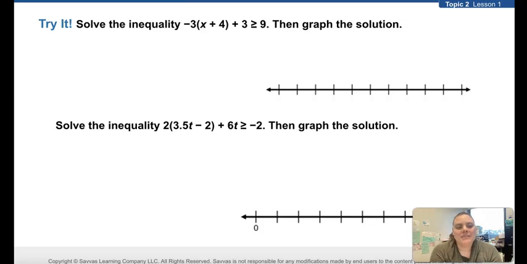Here is your opportunity to try solving a couple of inequalities and graphing them on your own. Try these problems on your own. Press play when you're ready to see the answers.